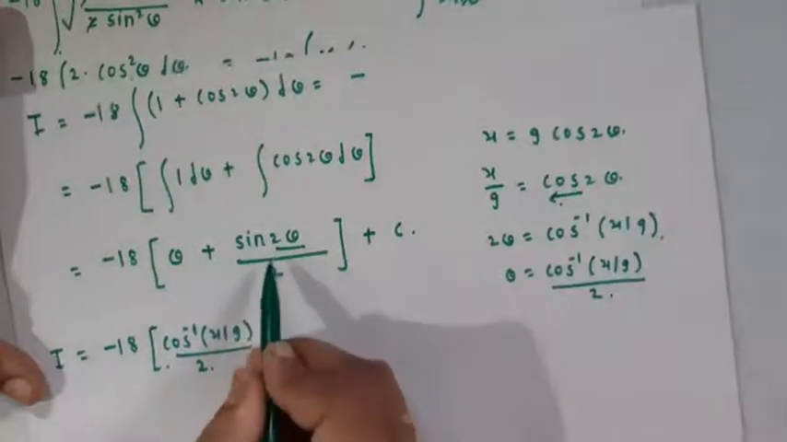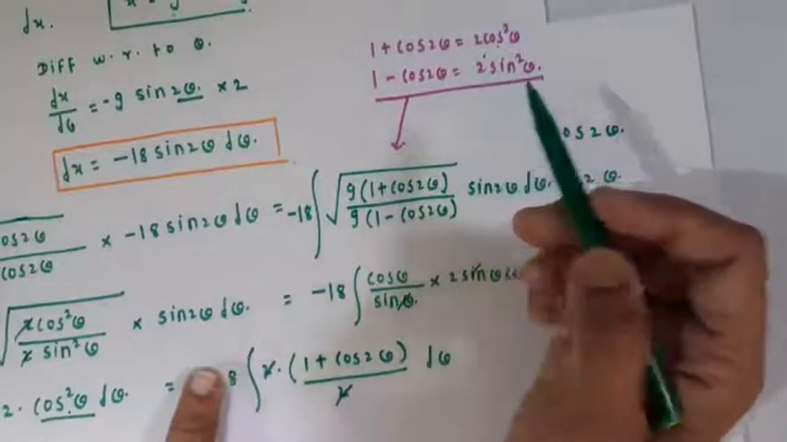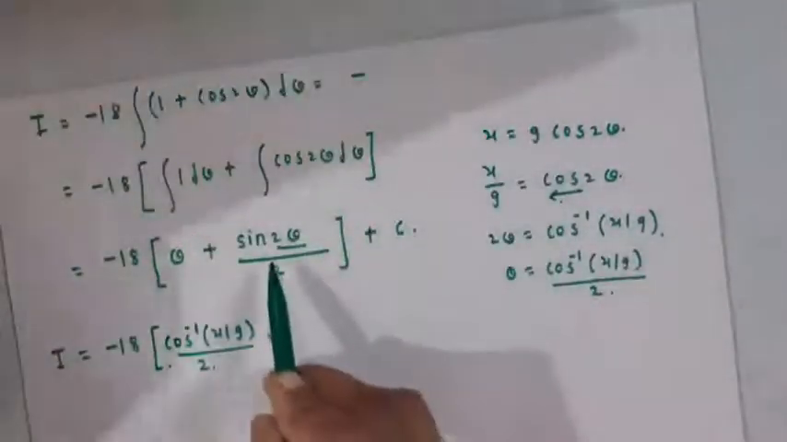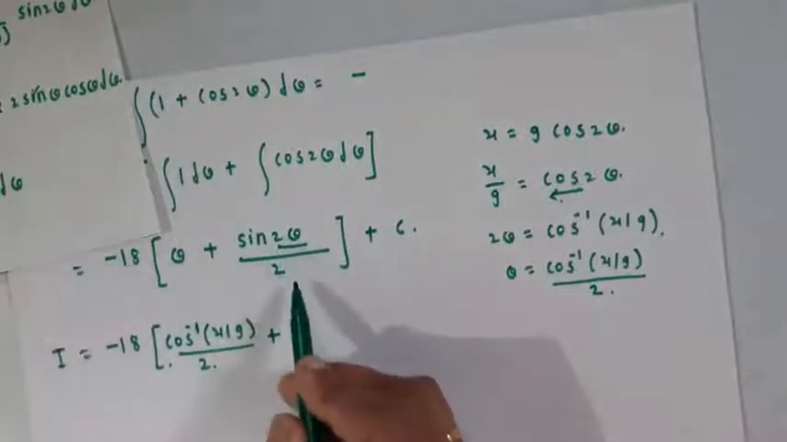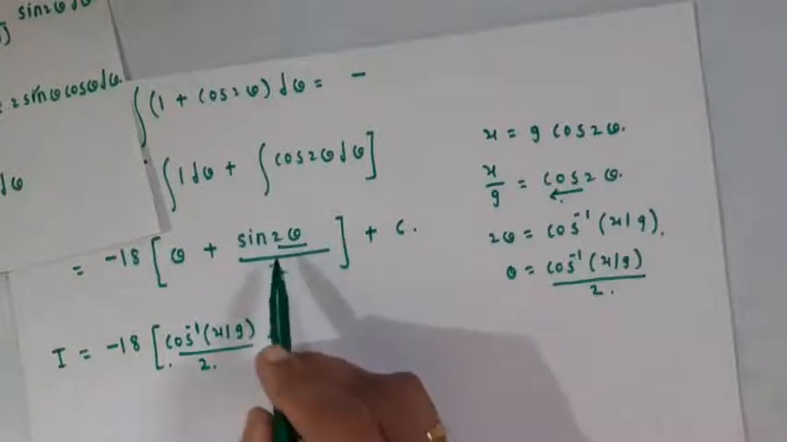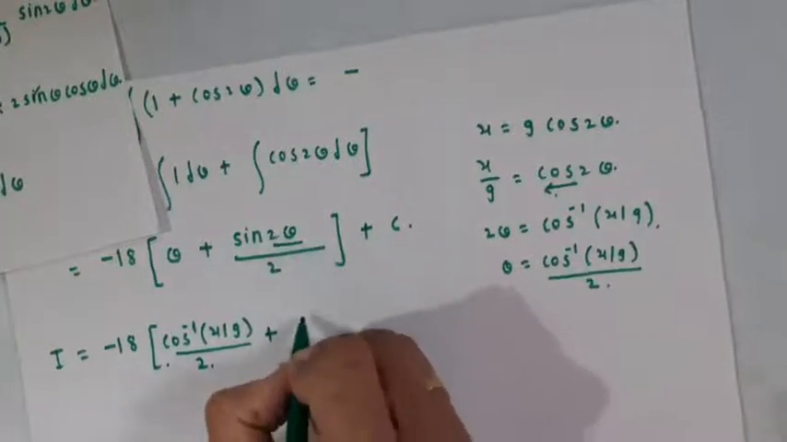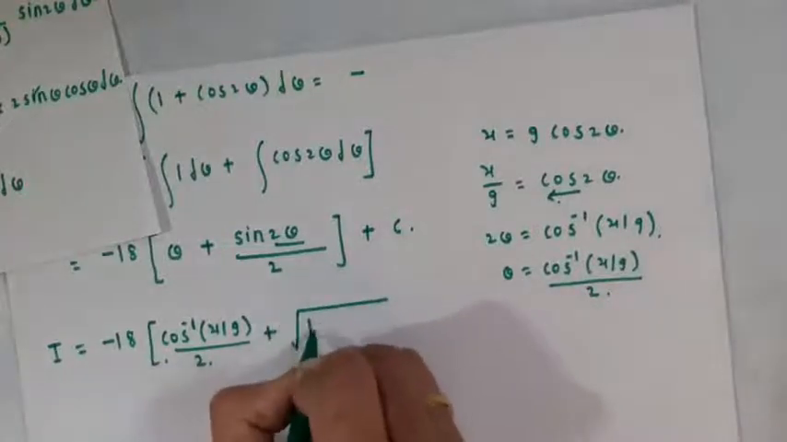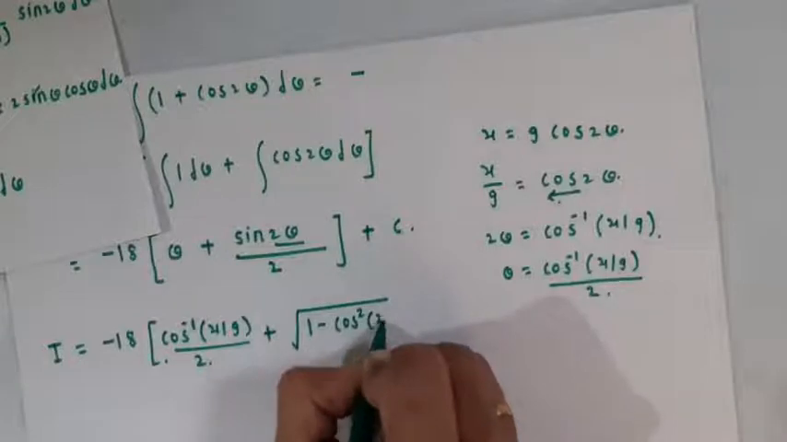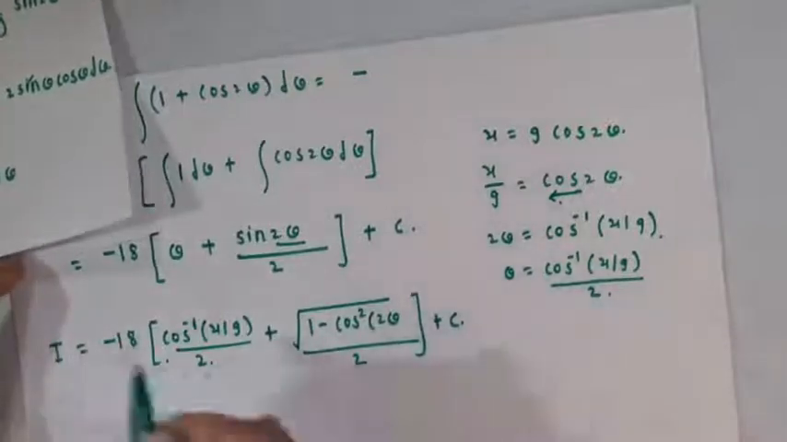Plus this sine of 2 theta, again by using this formula, the sine of 2 theta we can write as square root of 1 minus cos square 2 theta upon 2 plus constant of integration c.